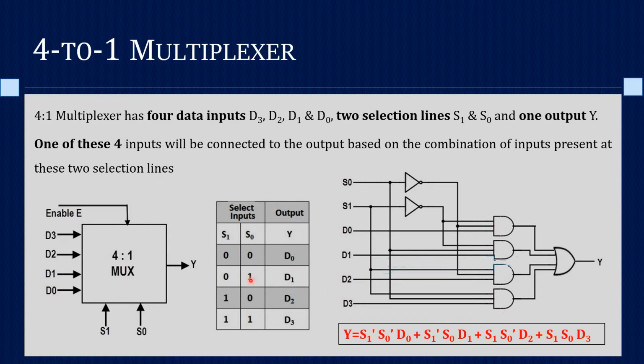Since we have 4 possible combinations, we need 4 AND gates to represent these 4 minterms, right? So in the first level, we make use of 4 AND gates, and in the second level, to connect all the outputs, we make use of an OR gate. So that's the case of the 4 to 1 multiplexer.